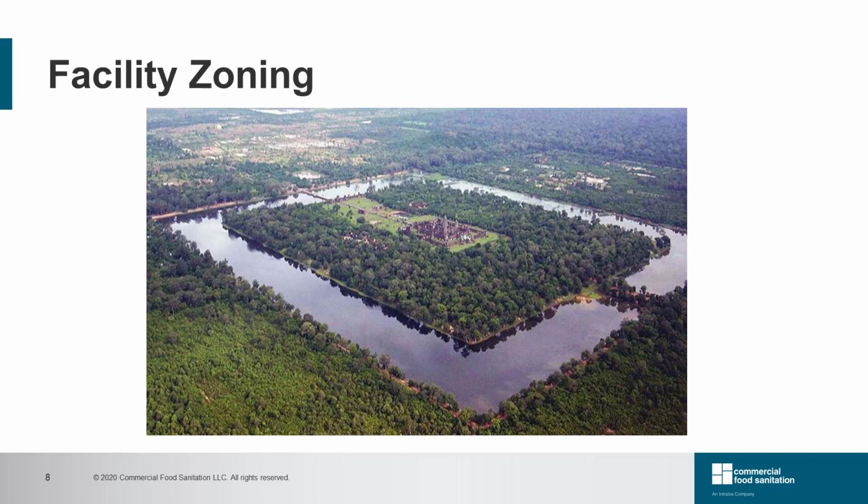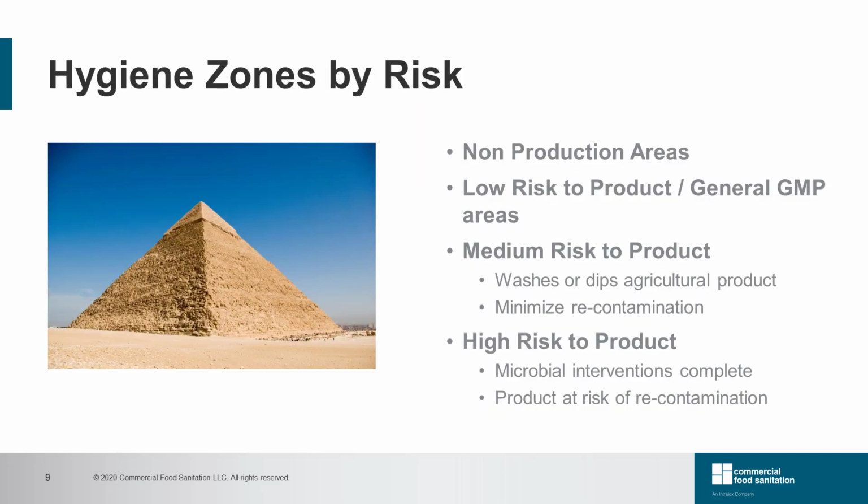For example, the castle represents product or a food contact surface and should have multiple layers to support the highest degree of protection. The walls, trees, and surrounding grounds provide other layers, as do the water and the forest. Each barrier is designed to protect the interior, higher hygiene zones.